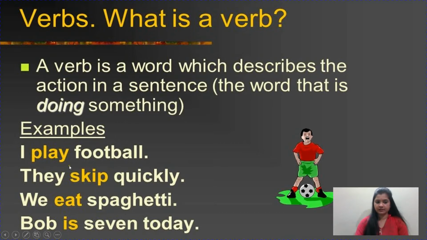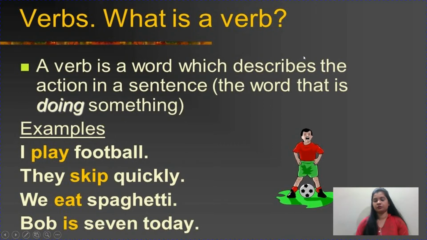Now the question is, play, skip and eat, we are doing something here, so they are verbs. But why is "is" a verb here? Children, it is a helping verb. It is helping a sentence to get complete. So this is also very important.